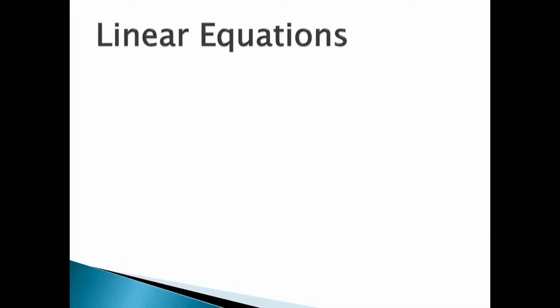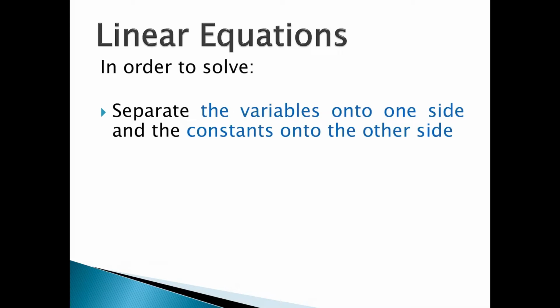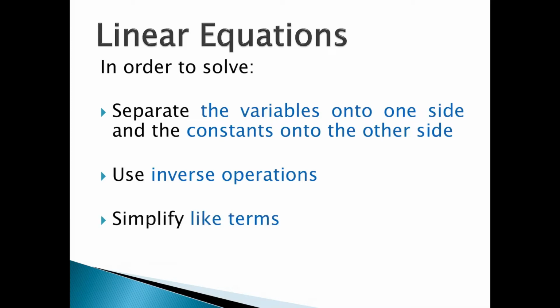Now with linear equations, we're going to have a sort of an order to solve. What we're going to be looking at first is we first want to separate the variables onto one side and the constants onto the other side. Then we want to use inverse operations, so that means moving our number across the equal sign and changing the signs. And then we're going to simplify our like terms, and then after that we are going to solve.